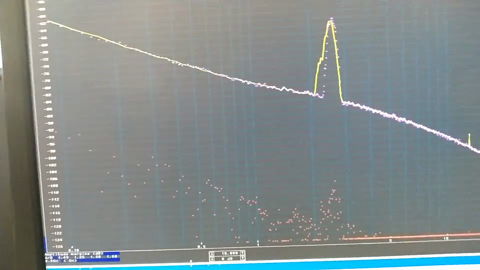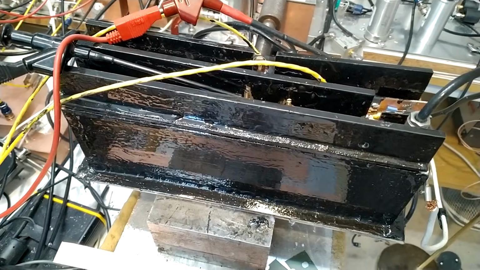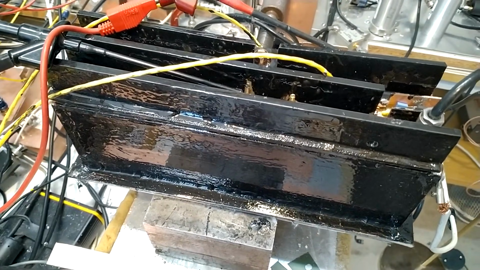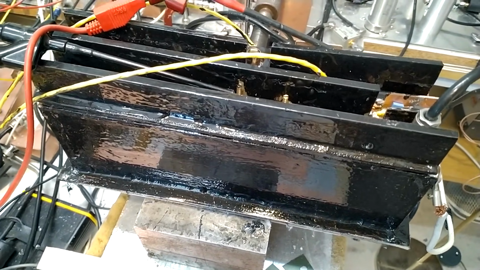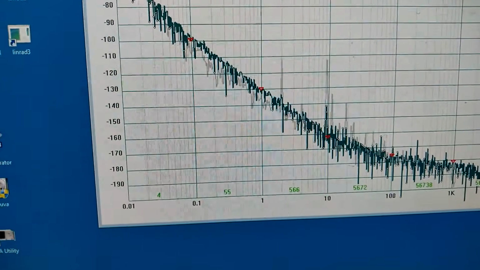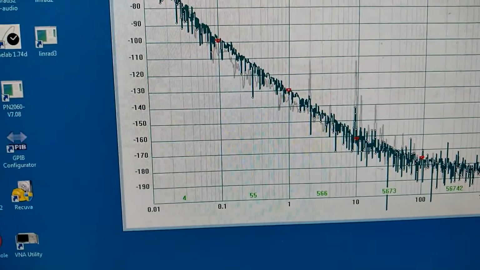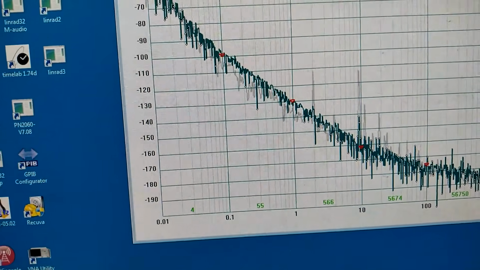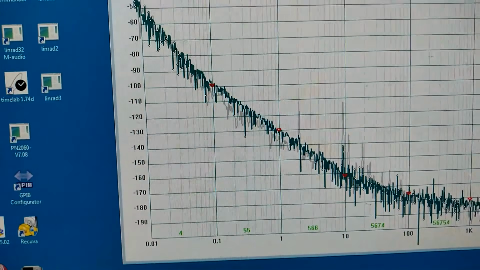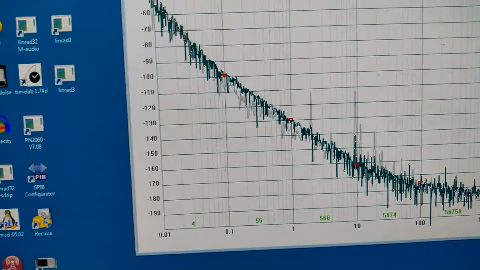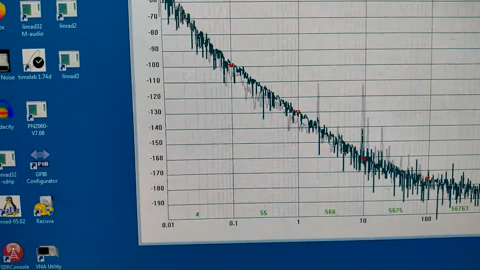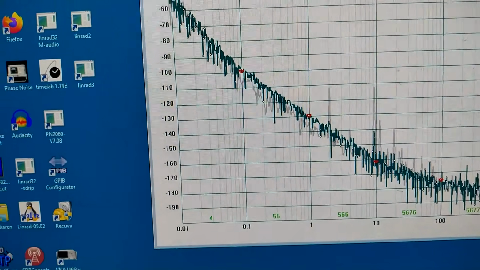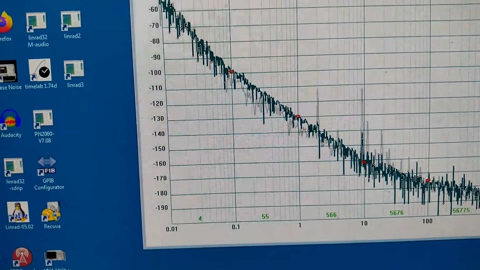Now my multi-crystal oscillator with 21 crystals in parallel is the device under test. At 1 Hertz offset, the phase noise is about minus 131 dBc per Hertz. Maybe 130, maybe a little more. It takes a long time to get an accurate result from the PN2060.